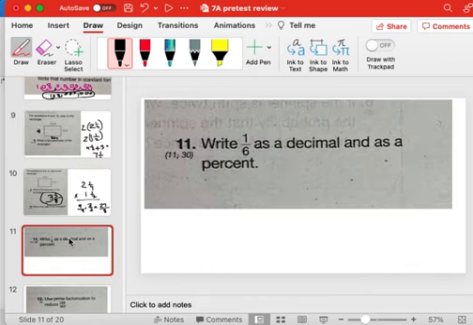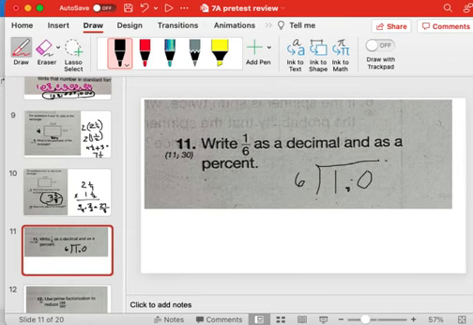Okay, number 11. Write 1/6 as a decimal and as a percent. Now, you're going to have to do this on your test. First of all, 1/6, we're going to divide 1 by 6. We're going to put our little decimal and 0 here, right? We're going to do long division. 6 goes into 10 one time, and the decimal is right above the old decimal. 1 times 6 is 6. Subtract, we get 4. Bring down another 0.